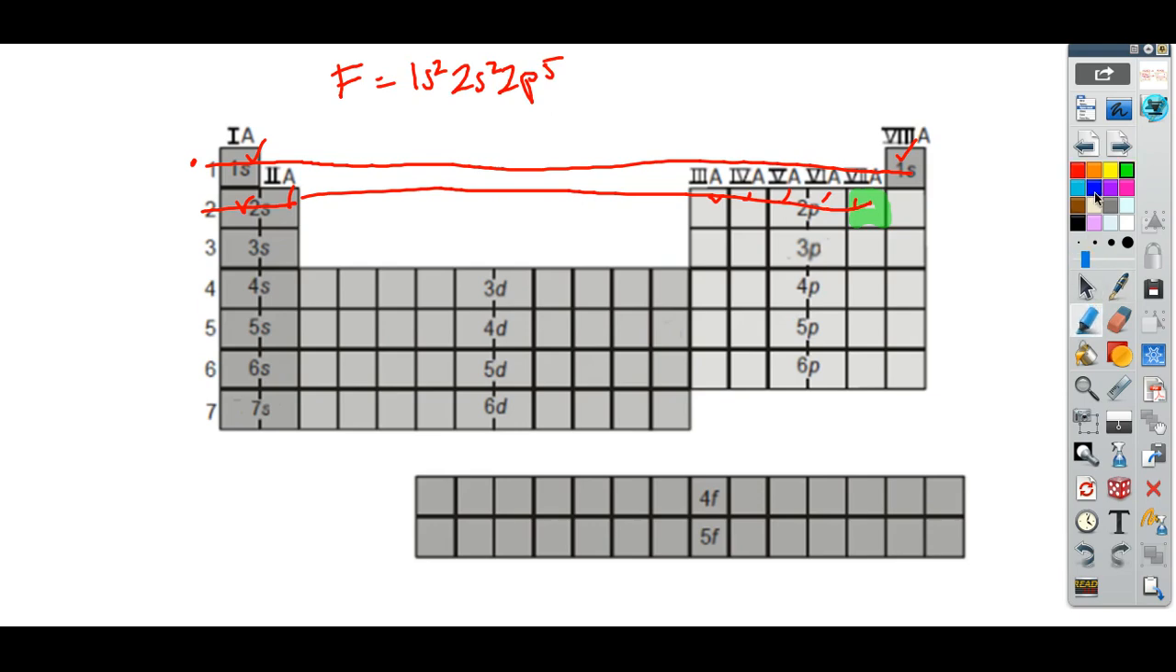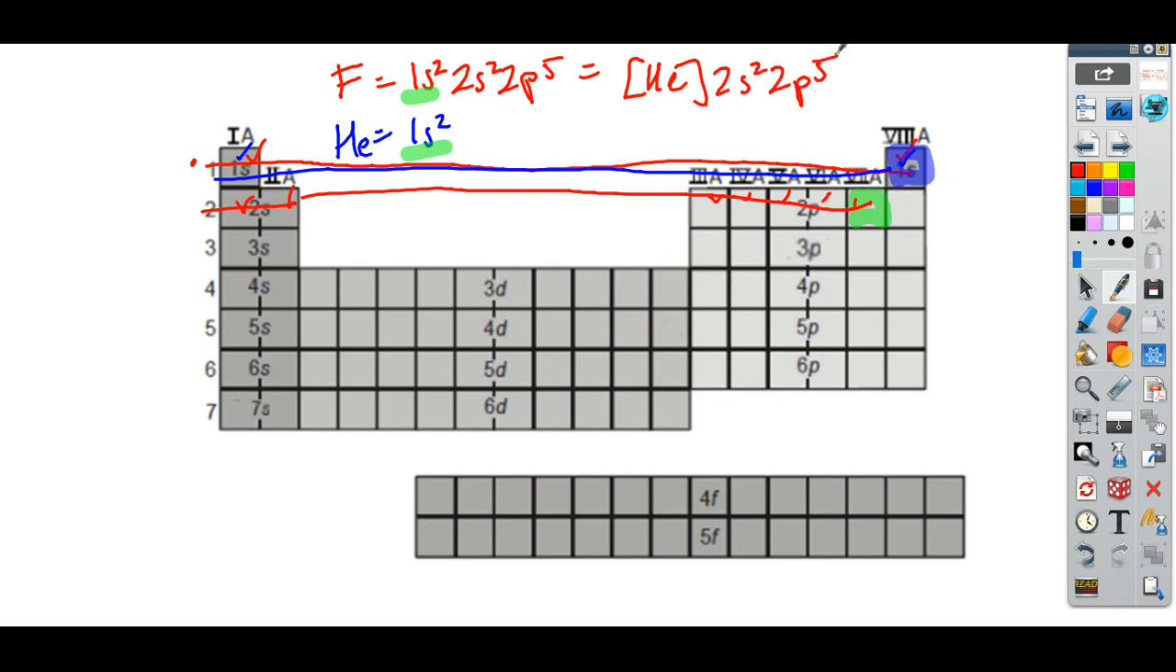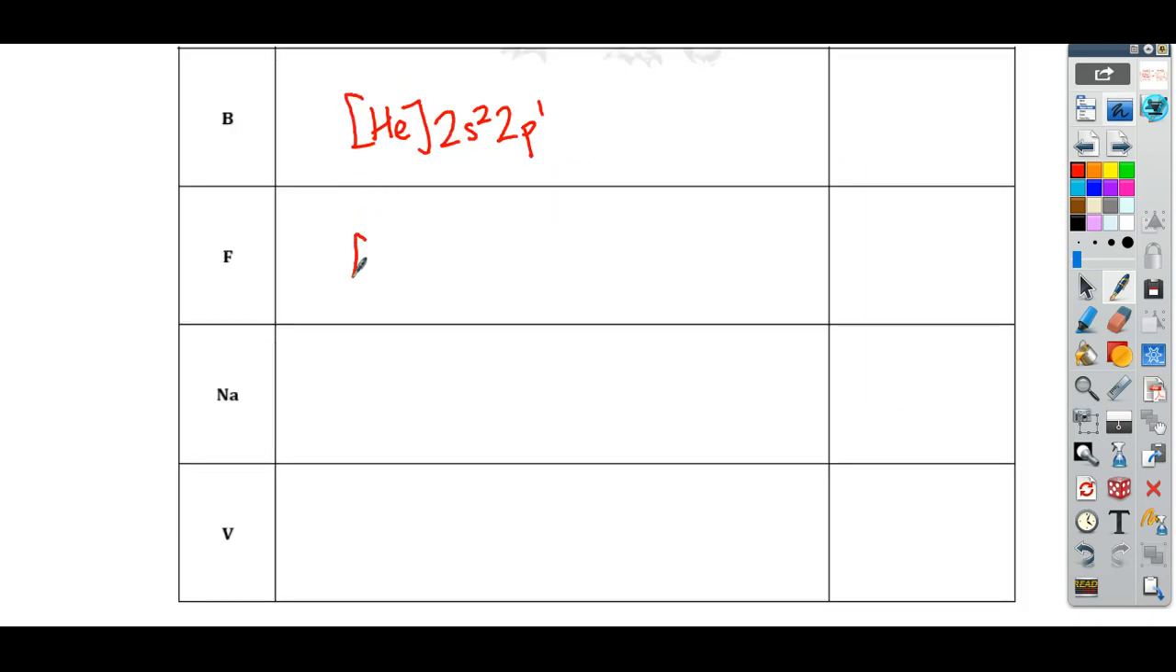Let's shorten this though. Let's find the noble gas that directly precedes it right here and recognize that helium has that 1s2 configuration. 1, 2. This part of the fluorine configuration is the same as helium. Whoops, that's helium, not hydrogen. And so we can rewrite the fluorine configuration as helium in brackets and then pick up where we left off. 2s2, 2p5. Woo! Noble gas configurations, making our life a little easier, writing things down a little faster, but it means the same thing.